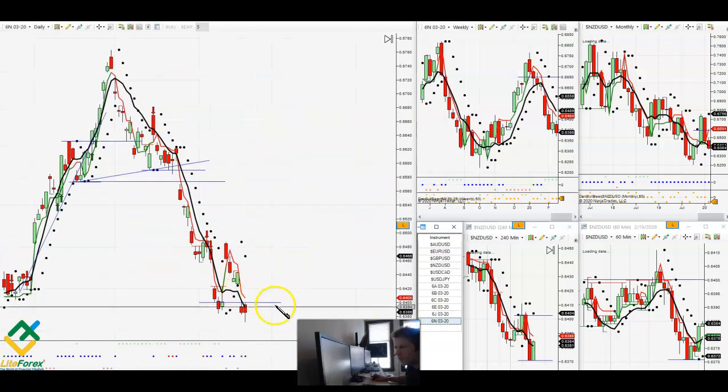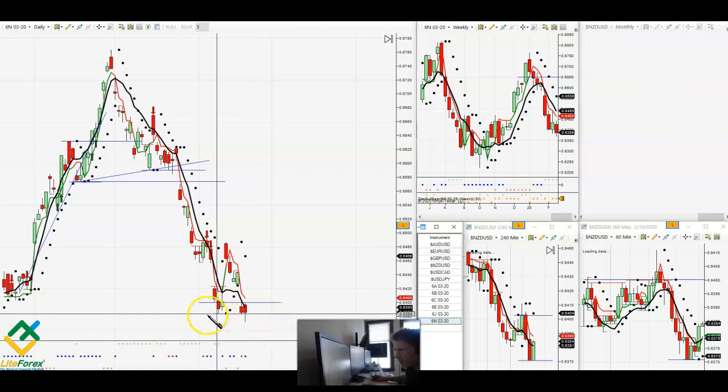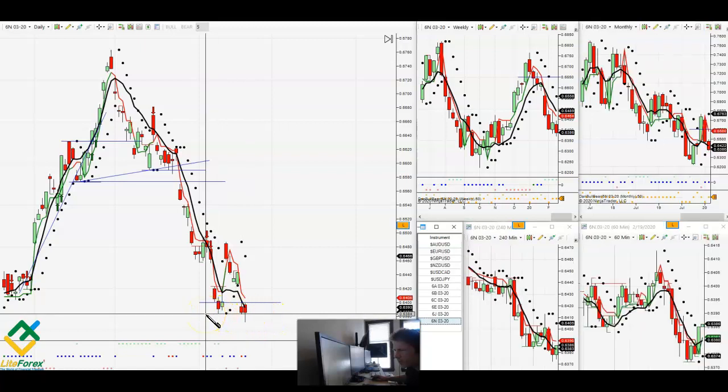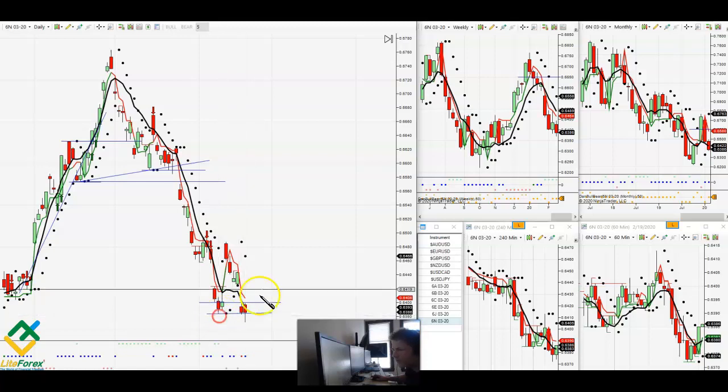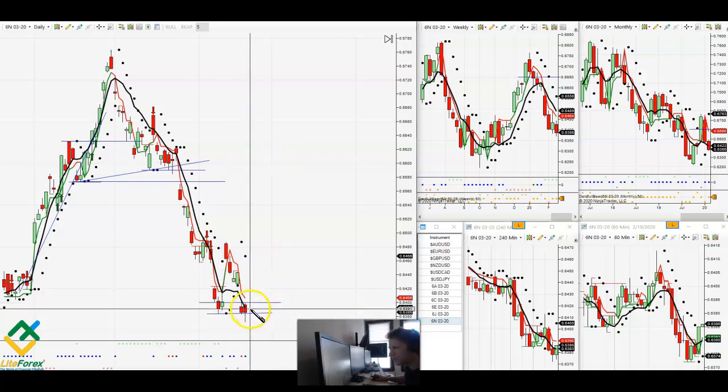Okay, New Zealand futures. Not much different to report. You can see it holding that support roughly around that low 6384. Let's see if this can have that rebound.